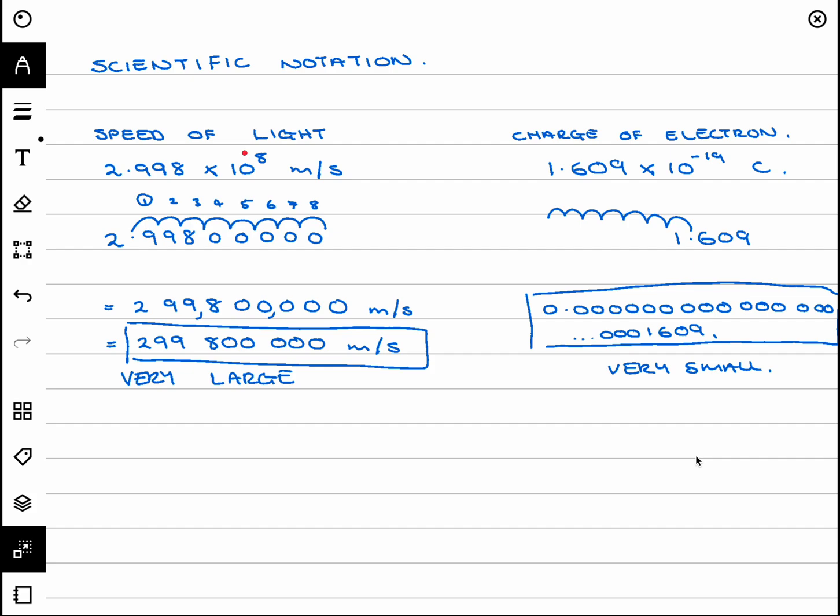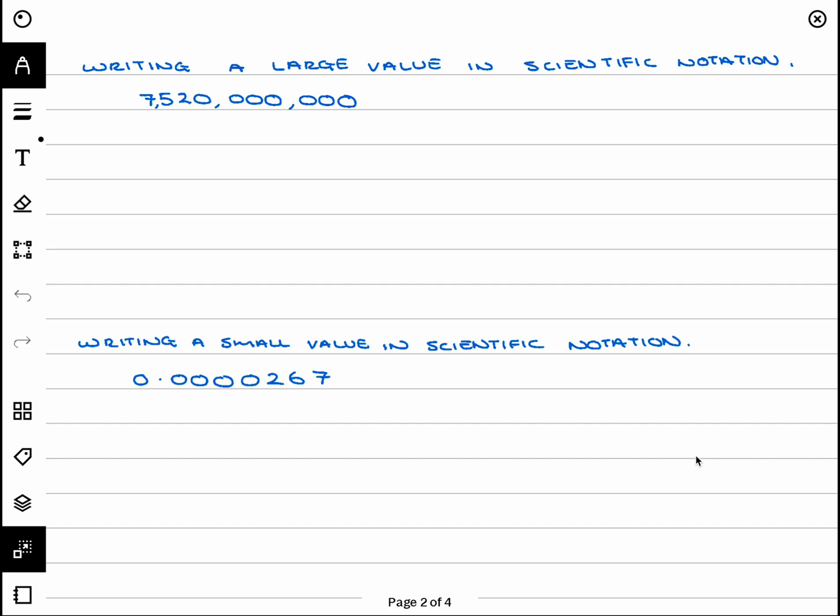Now, large values, just note this, the power will be positive, and in very small values, the power will be negative. Okay, so what we're going to focus on is writing a large value in scientific notation.